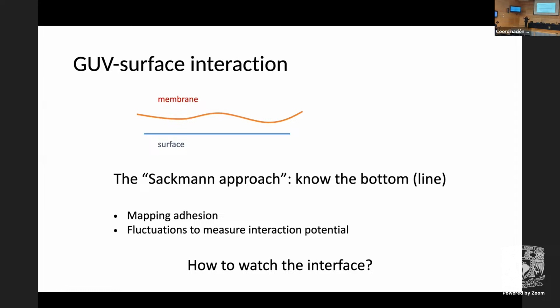Who did optics lessons in this room? Exactly, interference. Exactly.